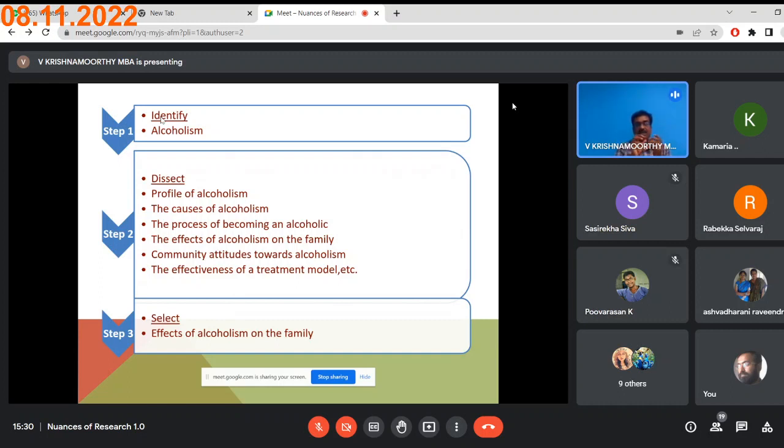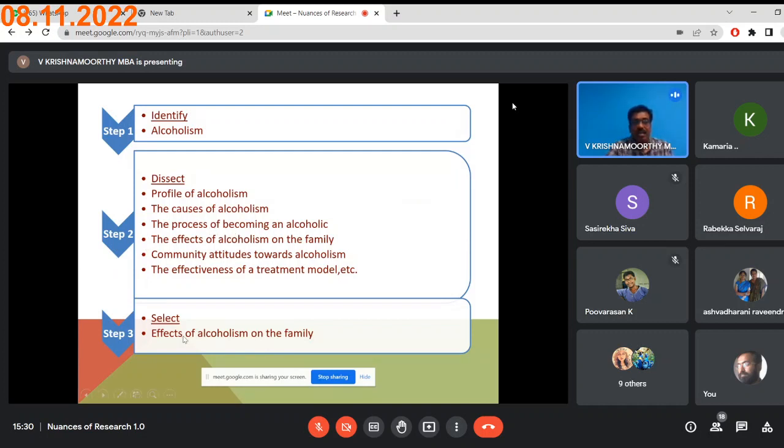How, and what is the process? Plus, what is the effect of alcoholism on the family? Next one, community attitude. What is the community attitude towards alcoholism? Finally, the effectiveness of a treatment model. Sometimes the person may be affected by alcoholism, then some kind of treatment will be given. So you can check the effectiveness of treatment given by the doctors. So these are the various problems. You have identified alcoholism as the main problem. Then from alcoholism, there are several problems. So you are dividing the entire problem and have identified sub-problems.